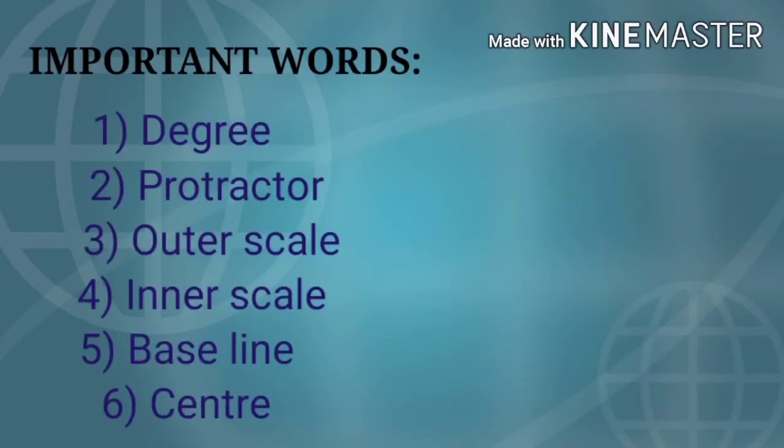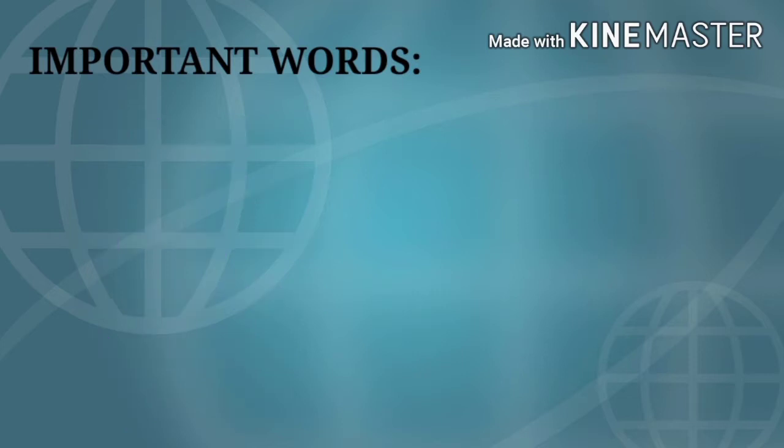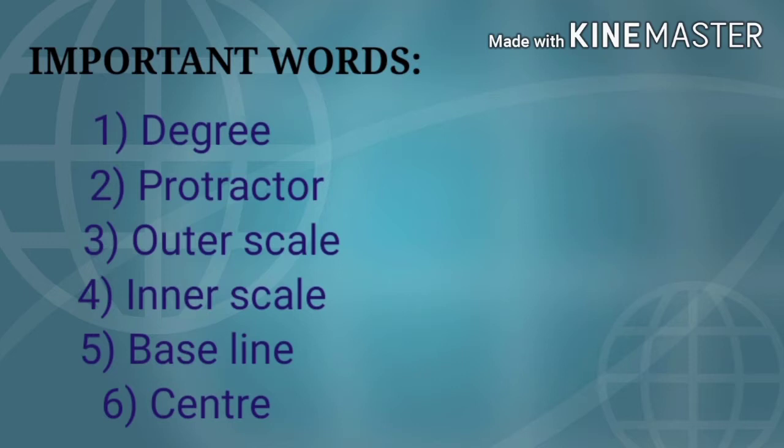Let us know some important words to be discussed in today's topic. Children, please repeat after me. The first one, degree. Say degree. Second one, protractor. Protractor. Third one, outer scale. Outer scale. Fourth one, inner scale. Fifth, baseline. Baseline. And the last one, center. Center.